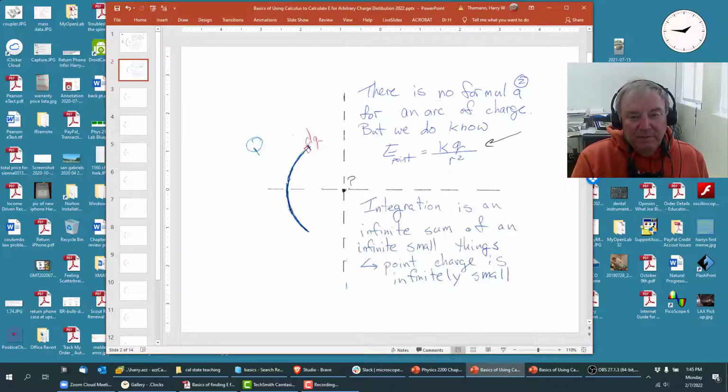And I think I've mentioned it. Integration is an infinite sum of infinitely small things. That's when that dx, you let dx go to 0. So what we could do, we can imagine now, oh, wait a minute, a point charge is infinitely small.